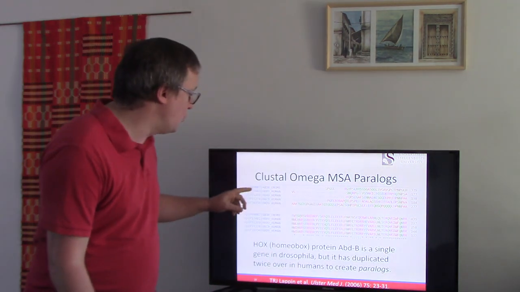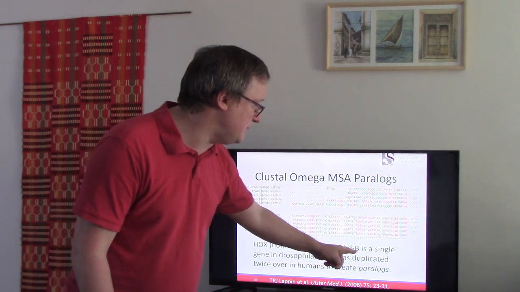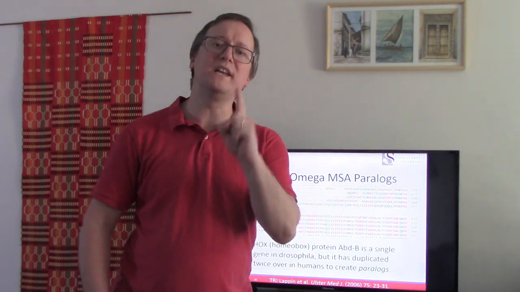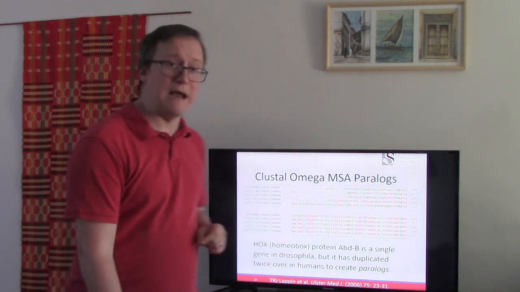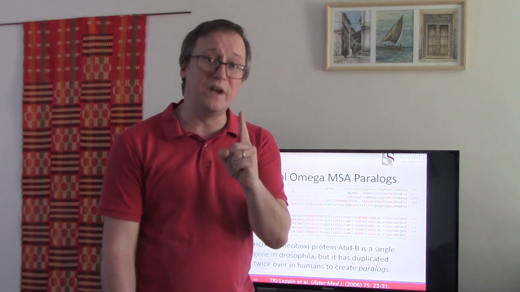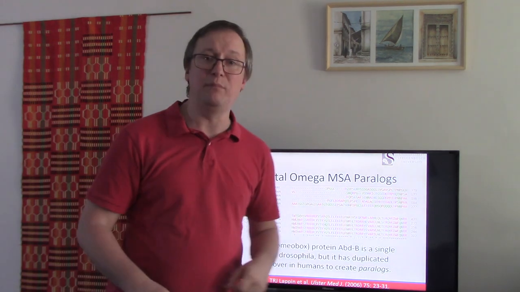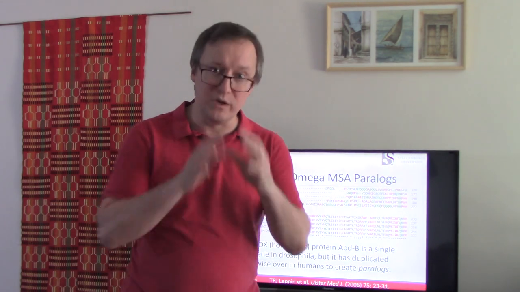So, way back when, there was a homeobox protein, ABDB, that existed in one copy in eukaryotes. In this case, Arabidopsis, Drosophila melanogaster, the fruit fly, still has just one copy of that gene. So if we look for homeobox protein ABDB, we will find one gene within the Drosophila melanogaster.